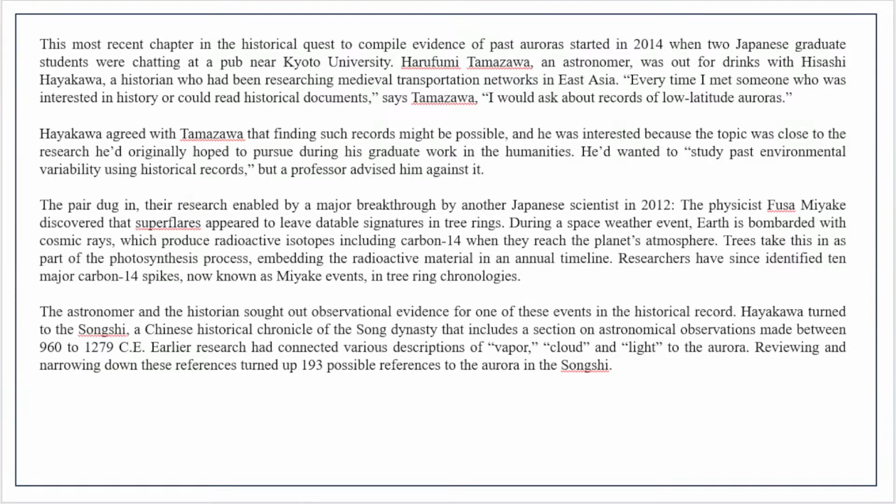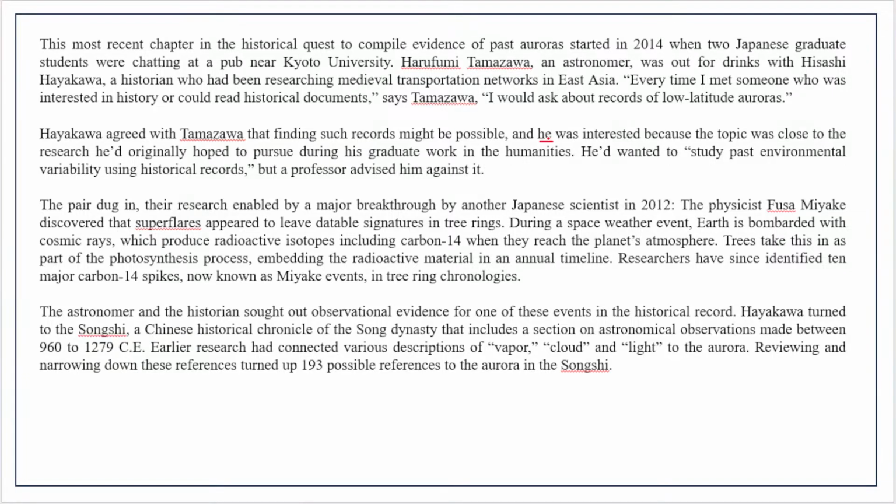Hayakawa agreed with Tamazawa that finding such records might be possible, and he was interested because the topic was close to the research he had originally hoped to pursue during his graduate work in the humanities. Now I want to ask you, who is this he referring to? This he is referring to Hayakawa.